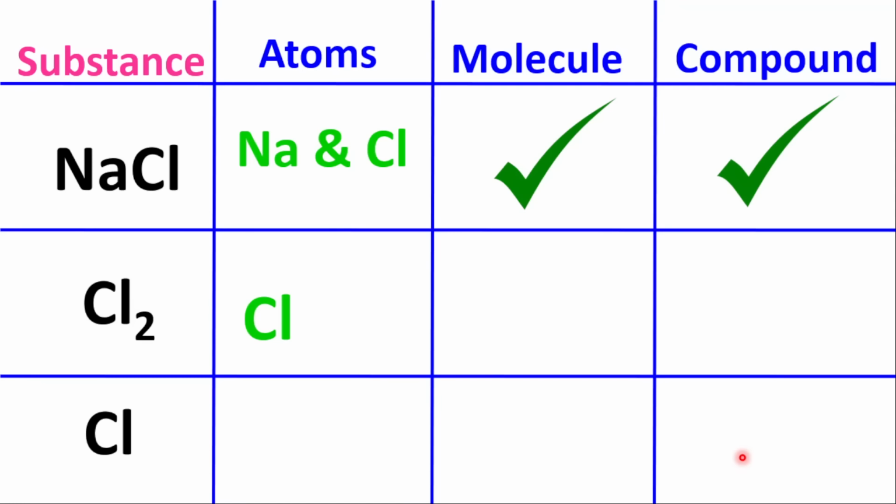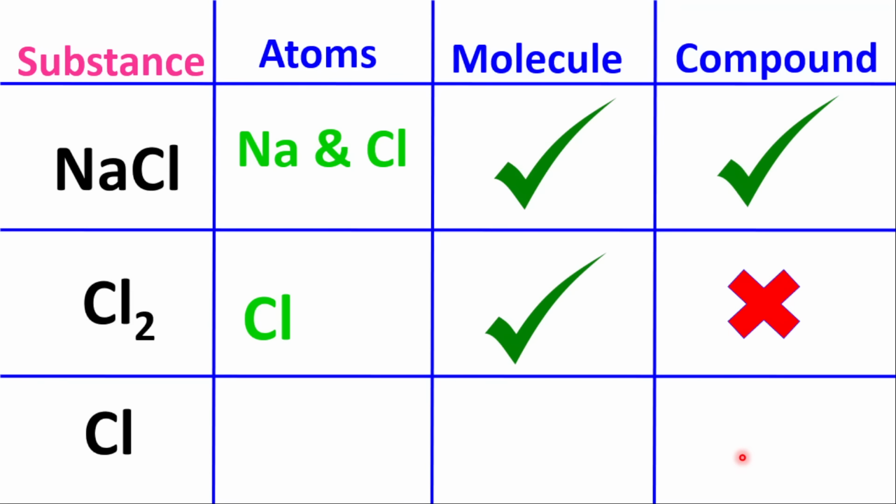Cl2 only contains Cl, I should say, and so therefore it is a molecule but not a compound because it only has one type of element or atom. Cl by itself only has an atom of Cl, and so therefore it's not a molecule, all right, because it's only one single thing, and so it's neither a compound as well. It really represents what they call the element, all right?